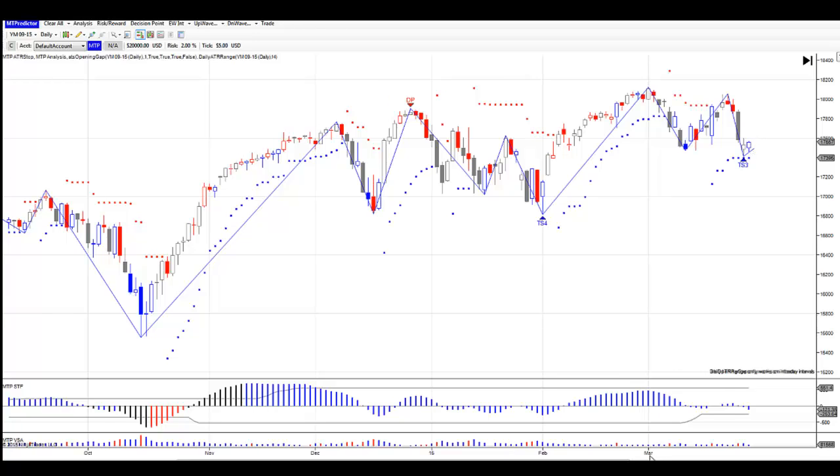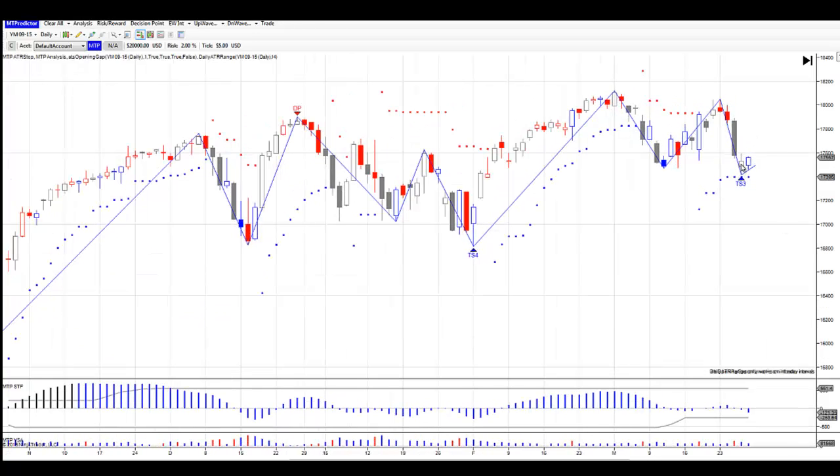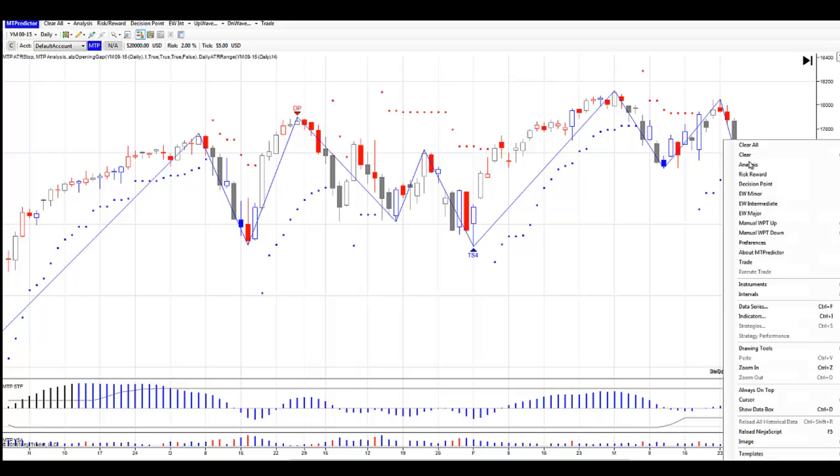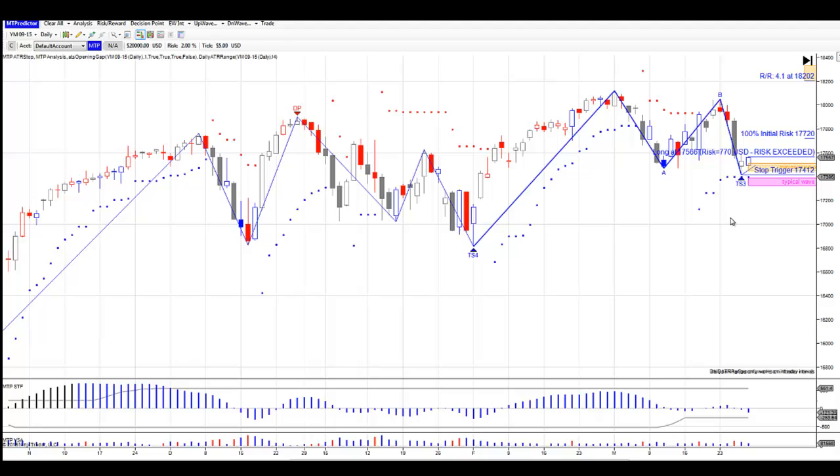This blue buyer's candle here, this second candle, this first one was a gray candle. We don't trade off of those, but the blue one is indicating that buyers are overcoming sellers. If I right click and choose analysis from the drop down here, you can see the software gives us the setup, the entry, the stop, the target. The reward would be 4 times greater than the initial risk if you were able to take this particular trade.